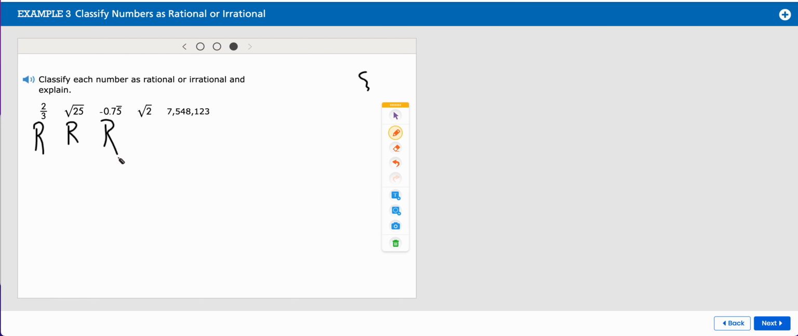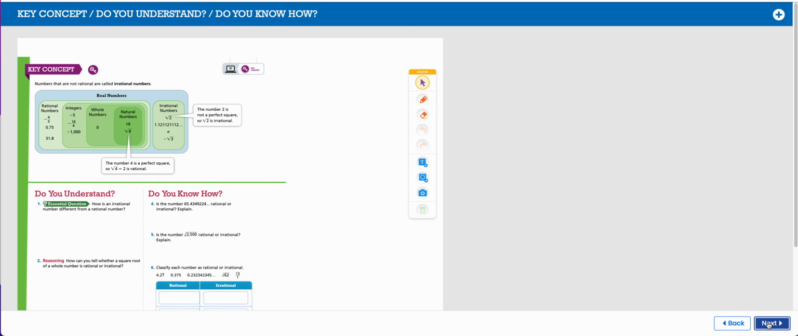Okay. What about the square root of 2? Irrational because it's not a perfect square. Okay, then 7,548,123. It's rational because I could write that as a fraction. If I put it over 1, now it's a fraction. I've written it as a fraction. It's rational. Okay? All right. Good. Okay, now that's the wrap-up screen.